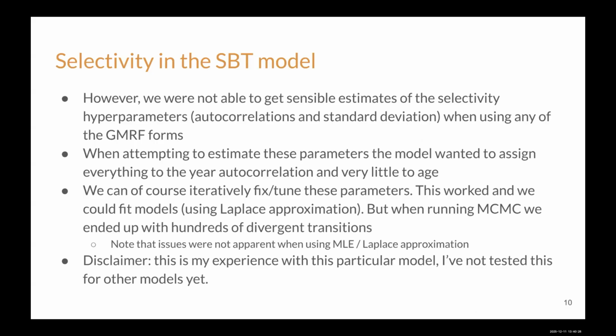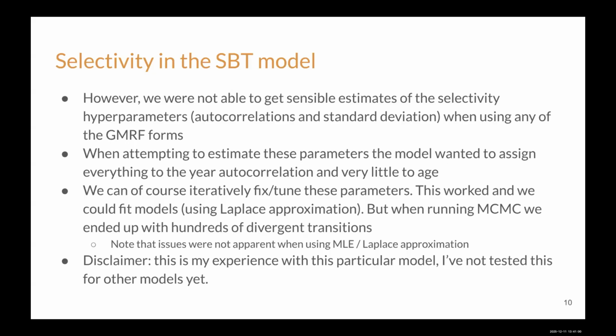When using any of the Gaussian Markov random field forms, generally the models wanted to assign everything to the year autocorrelation and do very little to age, and you had to do a lot of forcing and fixing and stuff like that. So of course you could fix some of these hyperparameters, and this generally worked okay at that point. And we could get models to fit using Laplace approximation or just MLE or whatever.